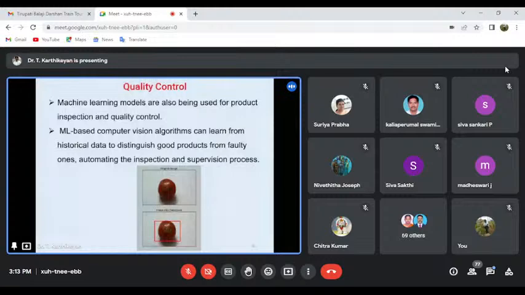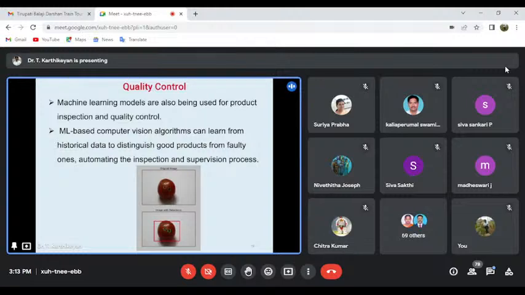So the next thing is quality control in the industry. Machine learning models are also being used for product inspection and quality control. Machine learning based computer vision algorithms can learn from historical data to distinguish good products from the faulty ones, automating the inspection and supervision process.